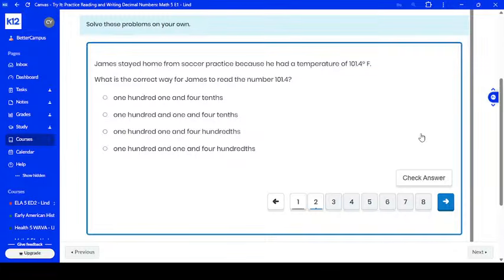James stayed home for soccer practice because he had a temperature of 101 and 4 degrees Fahrenheit. What is the correct way? Wait, didn't I just read it? What is the correct way for James to read the number 101.4?